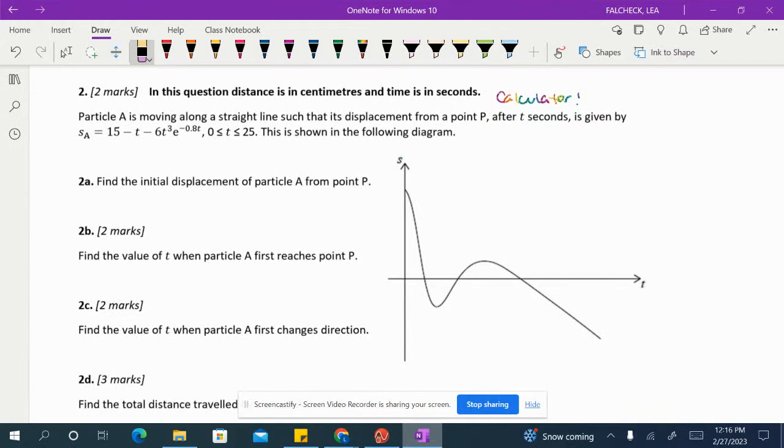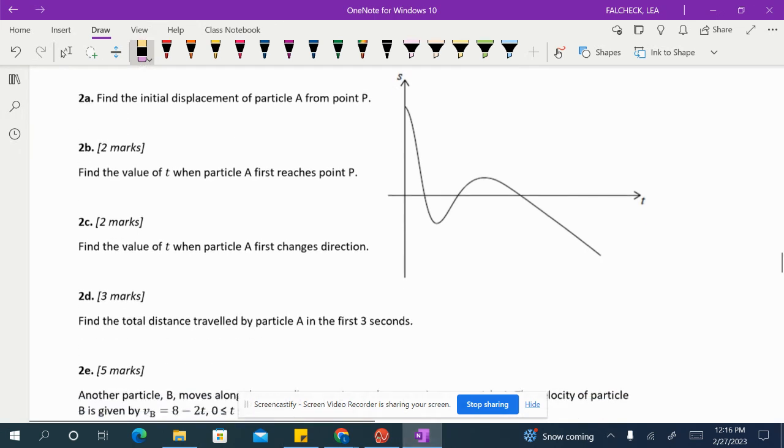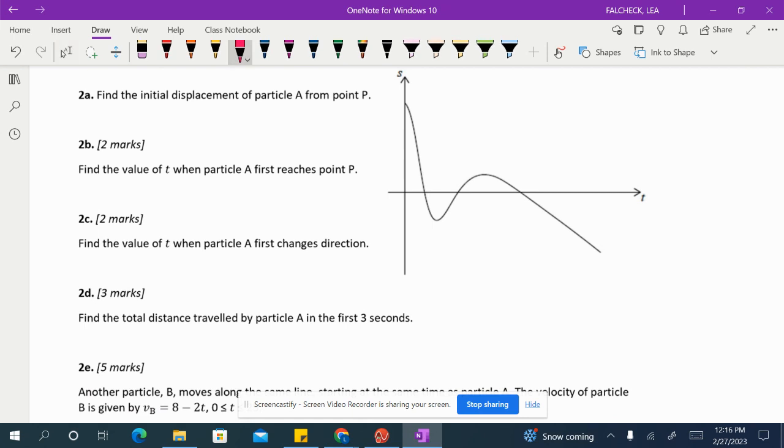Okay, number 2, particle A is moving along a straight line such that its displacement from a point P after t seconds is given by S of A is equal to 15 minus t minus 6t cubed times e to the negative 0.8t, between 0 and 25. This is shown in the following diagram. Find the initial displacement of particle A from point P.